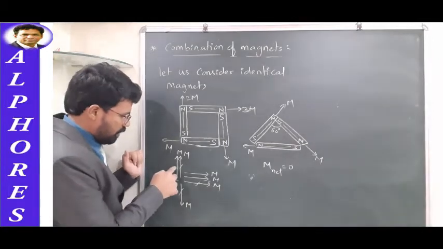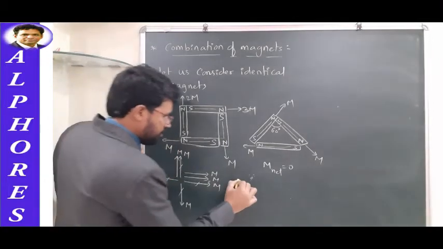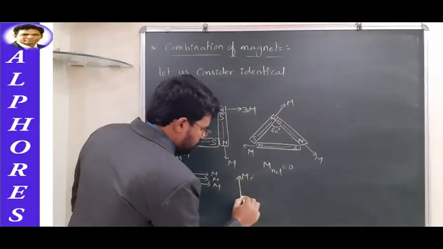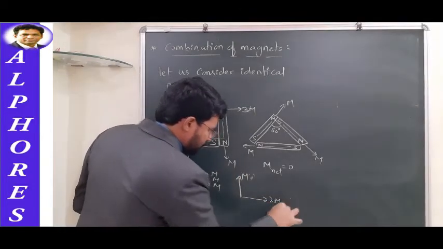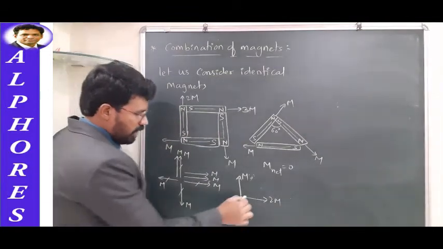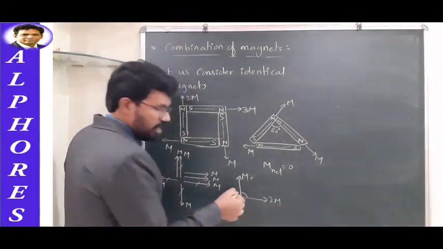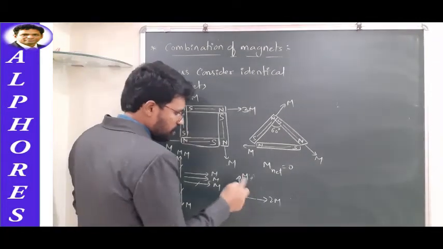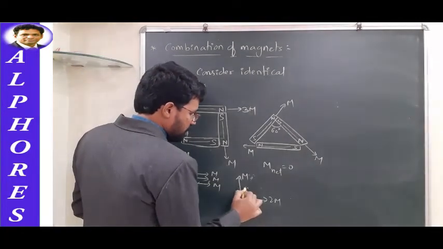Now what are we left with? We are left with 1m here, 2m's here, or I will write it as 2m directly. Okay. Now what is the angle between these two? Whatever remaining magnetic moments are present in this arrangement, between those two moments, the angle is 90 degree.